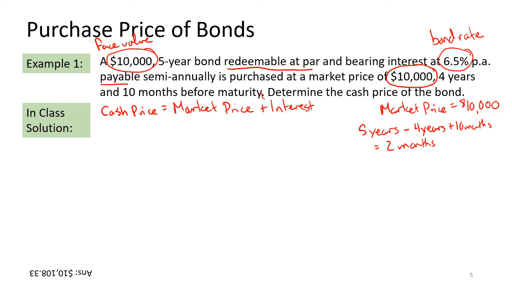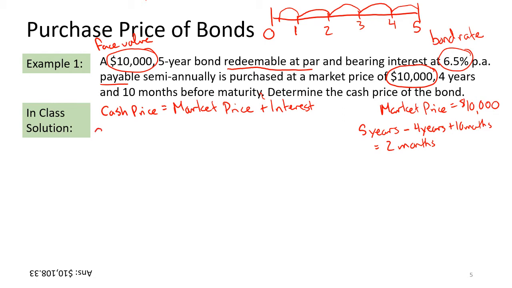So we look at our timeline, we're at time 0. The bond comes due at the end of year 5. So 1, 2, 3, 4, year 1, year 2, year 3, year 4. And we're going 4 years and 10 months before maturity. So 1 year, 2 years, 3 years, 4 years, and then 10 months. We're taking it to this period in time, which is 2 months after we purchased it. So we're only earning interest for 2 months.